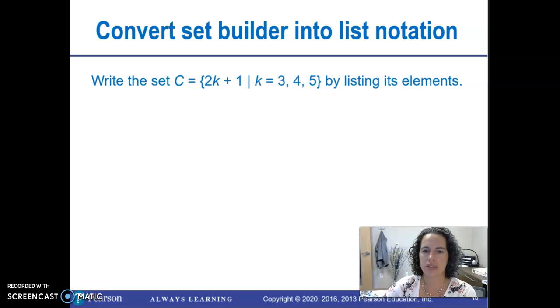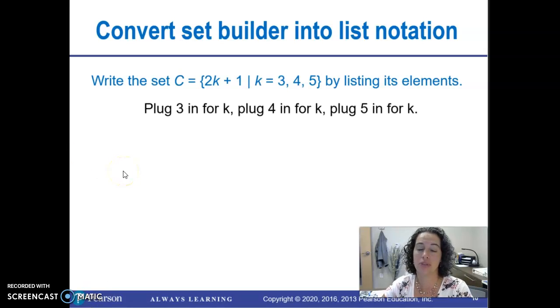I wanted to talk you through an example here. They gave us a set written in set builder notation, and they're asking us to turn it into a list. Okay, so they gave us this 2k plus 1, and then all these k values are 3, 4, and 5. So our plan here is to evaluate that 2k plus 1.